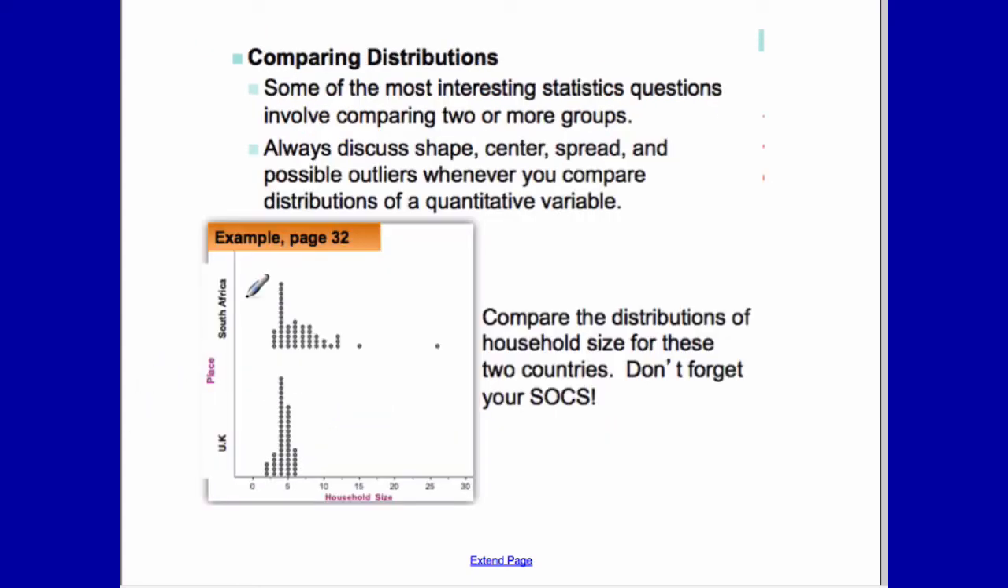Comparing distributions, a lot of times they want us to compare one set of data to another. And when you do that, again, make sure you use stats and use specific data. And you want to be specific from one person to the next. We've got household size again, and our place. We're talking South Africa versus the UK. So we have two sets of graphs here that we want to compare.